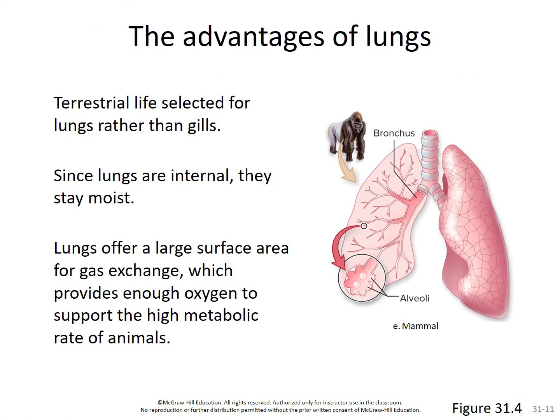Okay, now terrestrial life selected for lungs rather than gills. The main reason being two different things. Number one, lungs are internal. This allows them to stay moist. But the second thing is there's a whole lot of folding and bubbling in lungs, and this offers a large surface area for gas exchange. And so the greater the amount of surface area, the larger the size and the higher the metabolic rate that can be supported amongst animals.